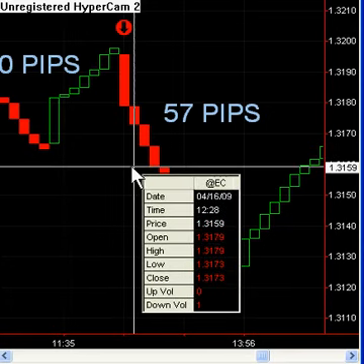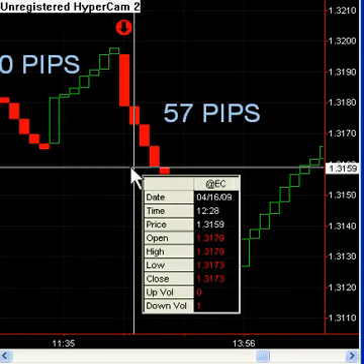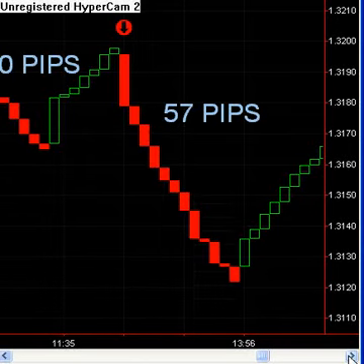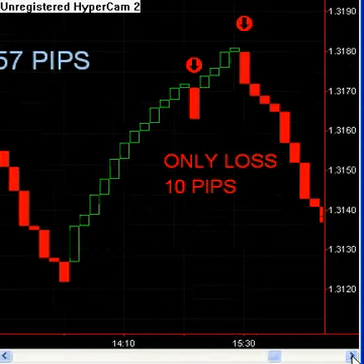All right. There's our red bar. Open it up, 31.79. Does not go against us at all. No heat on the trade at all. Goes down 57 pips. Next trade.